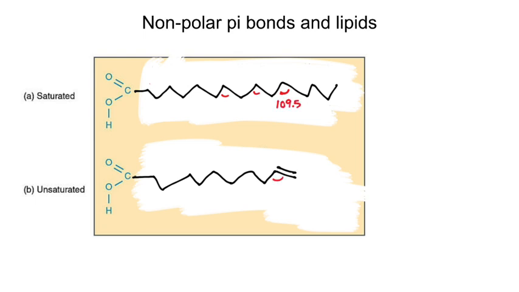What's the bond angle here? Let's go with shape first. What's the shape? Trigonal planar. That's 120 degrees. If we continue this chain up, we can go this direction.